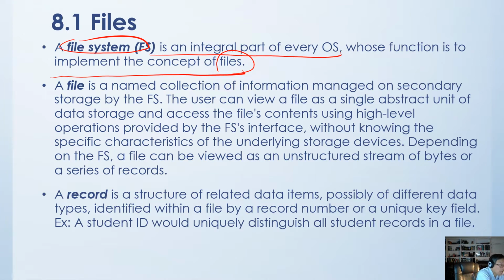A file is a named collection of information managed on the secondary storage by the file system. Now, what is secondary storage? The non-volatile storage. These are secondary storage, as we just mentioned.